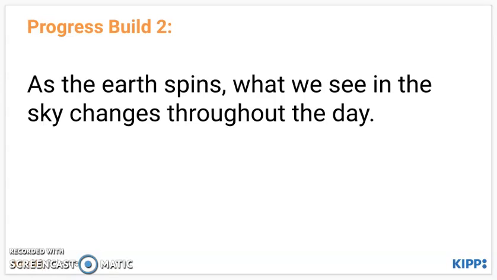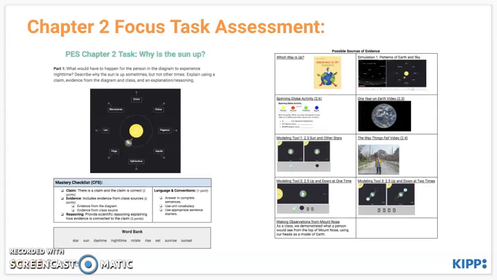Chapter 2 builds toward Progress Build 2 that states that, as the Earth spins, what we see in the sky changes throughout the day. At this point, take a minute to pull up the Chapter 2 focus task. You can find this linked from the unit at a glance.